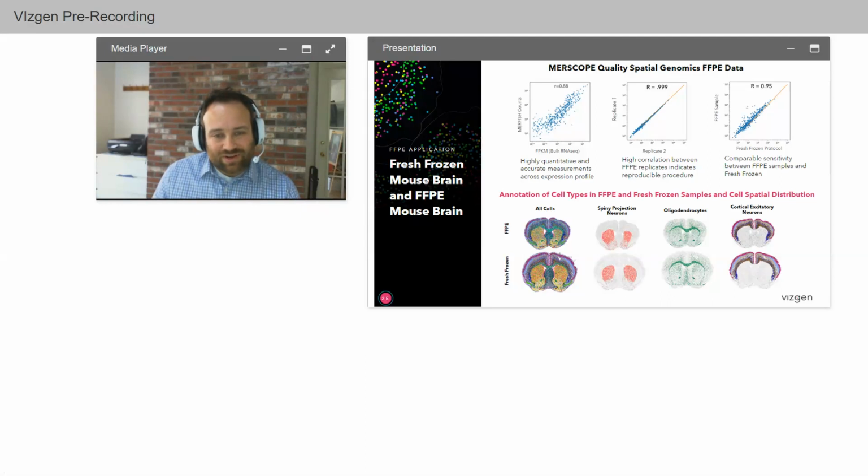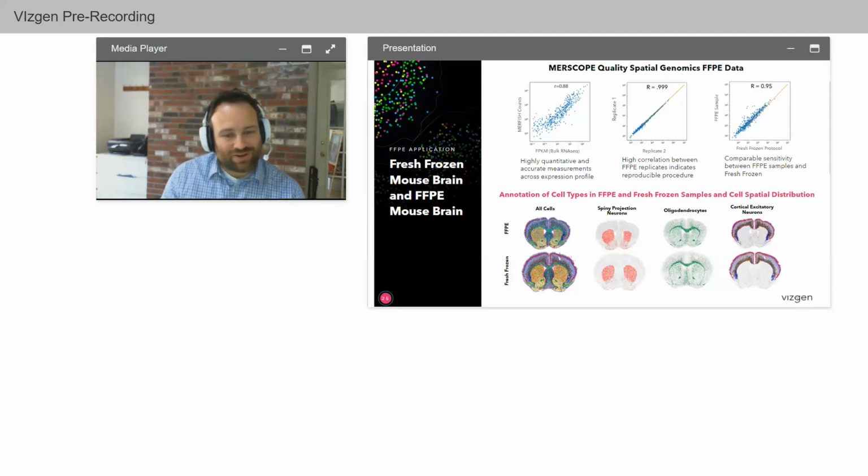The second figure on the top here, we look at replicates between FFPE mouse brain samples, extremely high correlation, indicating that we are getting that reproducibility. The other place we really wanted to benchmark and generate a quality measure of our FFPE sample prep is benchmarking it against our fresh frozen protocol. And so you can see here that if we take a sample that is FFPE and we take a fresh frozen sample and we compare MERFISH from both of those samples, we get a very high correlation of 0.95.